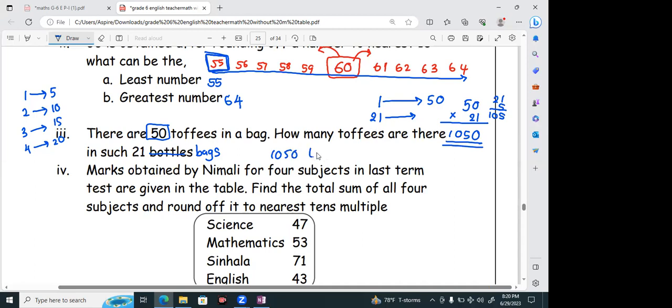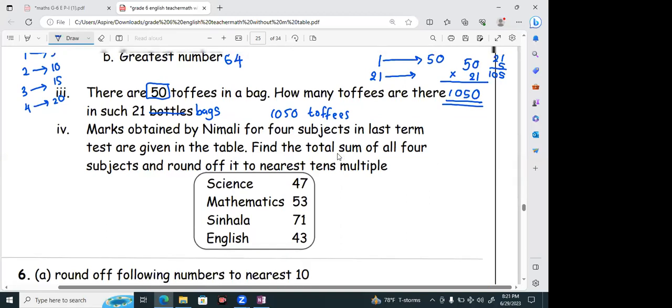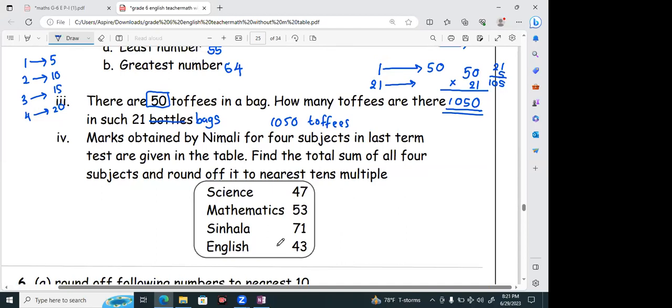50 toffees are there, not rupees, toffees. Vinuga, is it clear? Yes, madam.